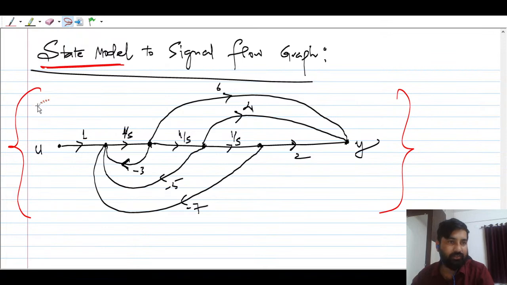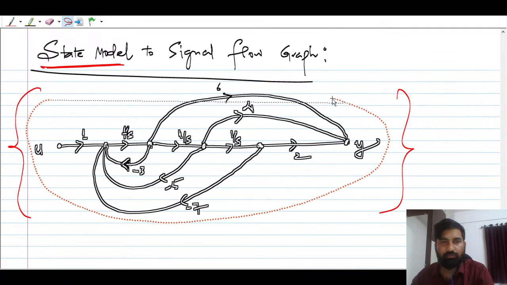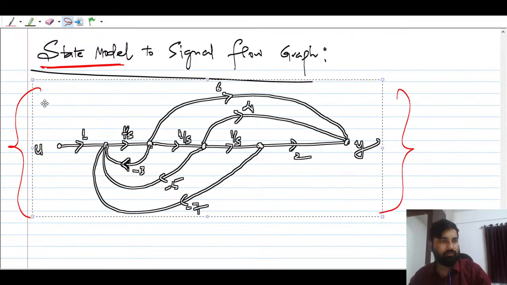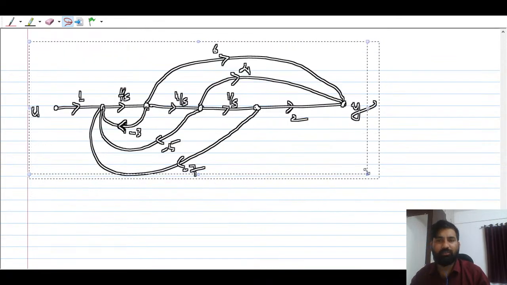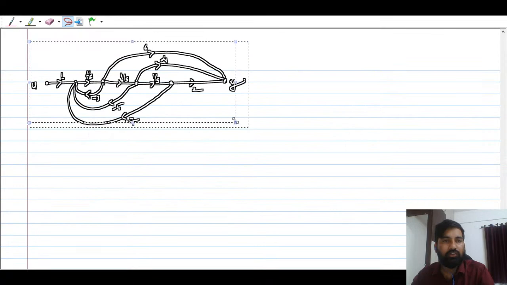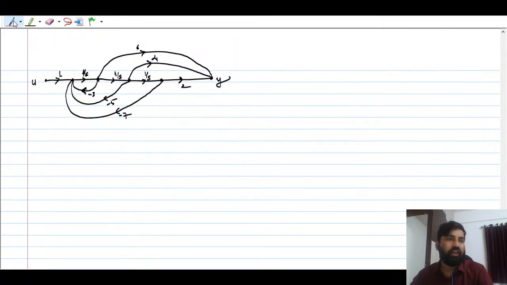So let me take this. ये signal flow graph I have taken and I can make it small as well, no problem. Here it was looking very big, fine. Okay, so what is the first step? Let me write here the step number 1. Okay, so first of all you have to select the node as a state variable. You see how many nodes are there? 1 node, 2 nodes, 3 nodes, 4 nodes, 5 nodes. There are 5 to 6 nodes there, right?